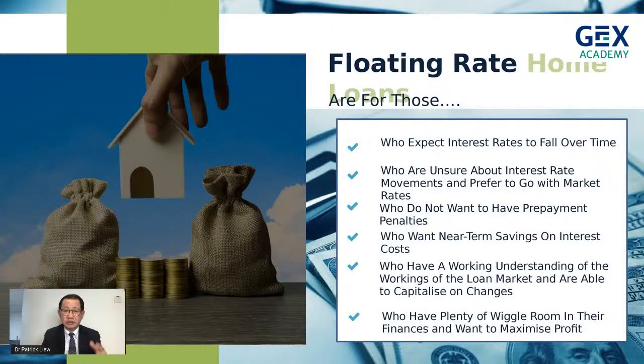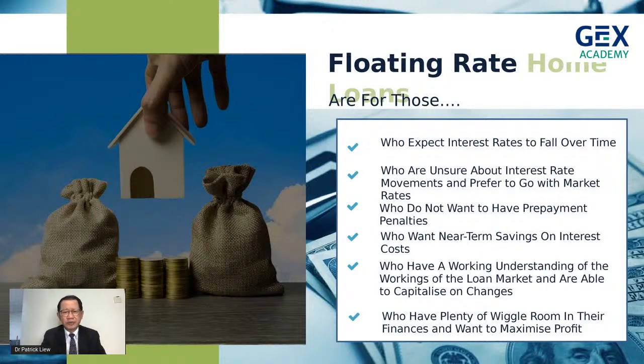So if you are in this business, you understand how the market works, you have some degree of predictability, or at least you know where you think the future is going to be, then floating rate is for you. Floating rate is also for people who have plenty of wiggle room, as I call it, in their finances, and they want to maximize their profit.